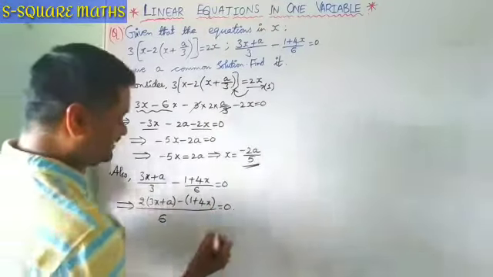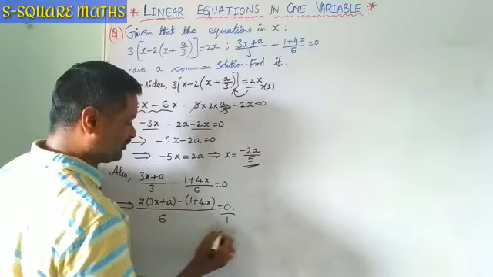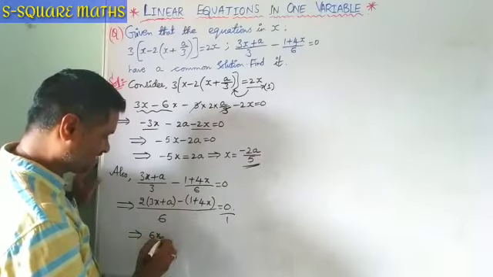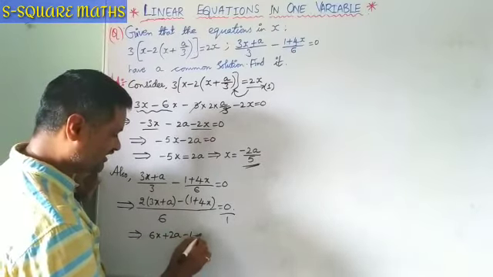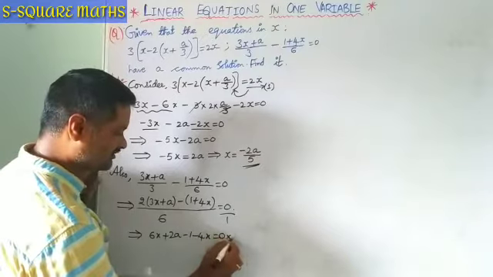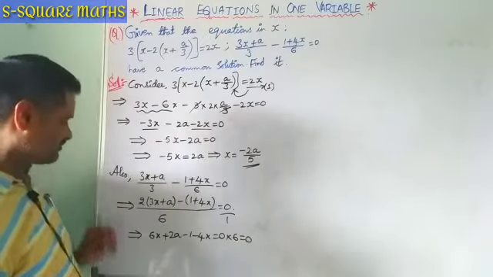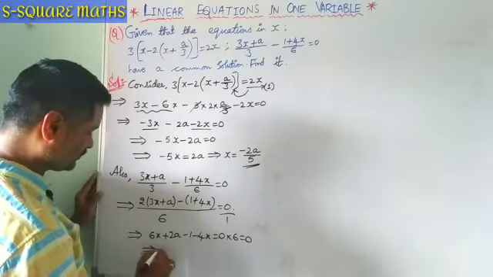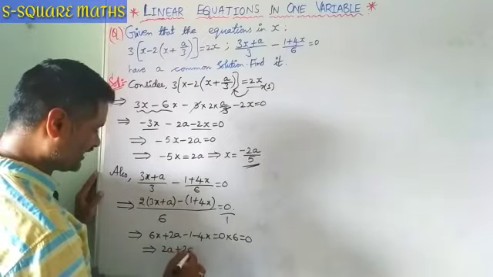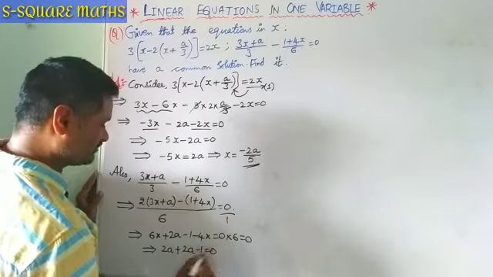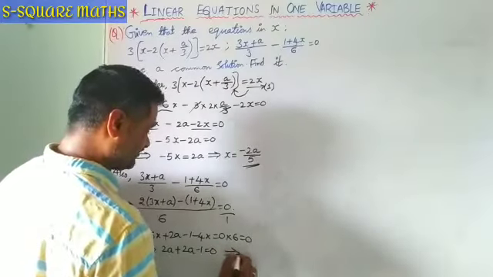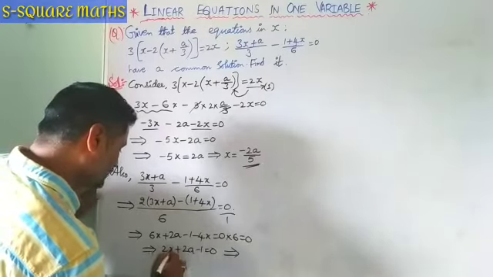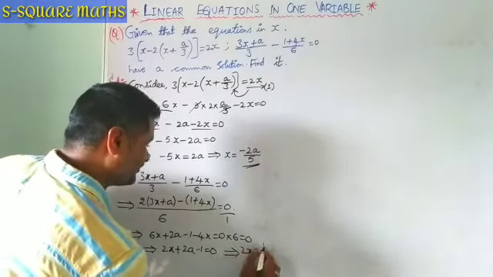So now cross multiplying, here we are going to get 6 into 0 is 0, 1 into this one gives you the same, so that I can write multiplying with 2. So 6x plus 2a minus 1 minus 4x is equal to 0 into 6 is 0 after cross multiplication. Now 6x minus 4x gives you 2x plus 2a minus 1 is equal to 0. From this, what is my x value? 2x I can write as 1 minus 2a.